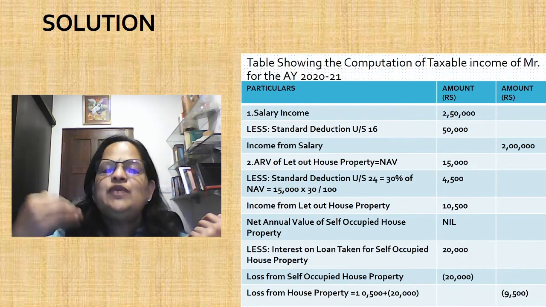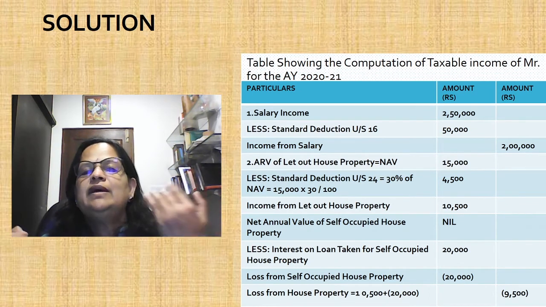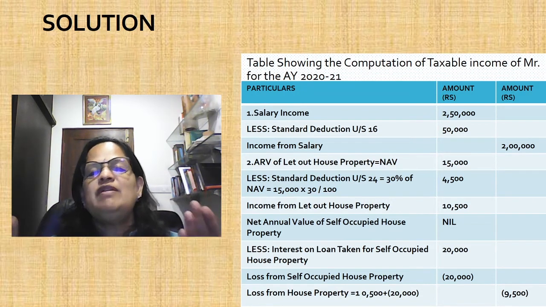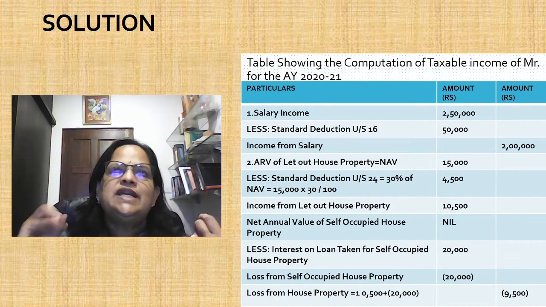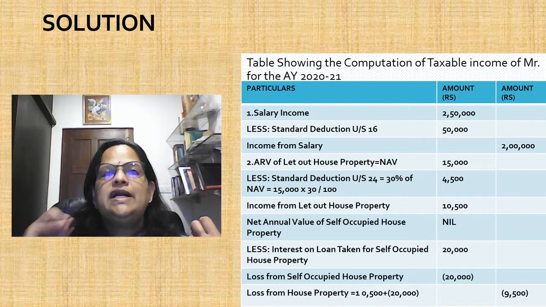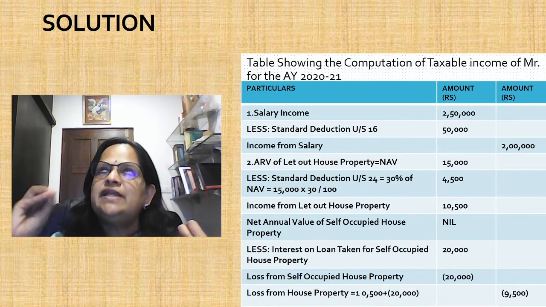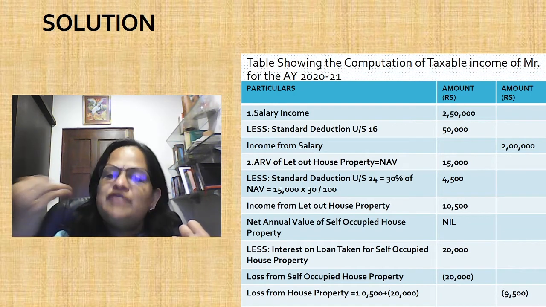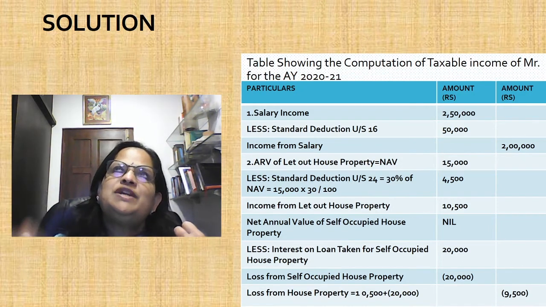Now, second, we are going to calculate the let out house property and self-occupied house property. So for let out house property, annual rental value is the same, as there is no municipal tax. So net annual value also is the same, 15,000. Now for let out house property, you have to allow 30% deduction under section 24. So that is 15,000 into 30 by 100, 4,500. So income from let out house property is 10,500. Now net annual value of self-occupied house property is nil. But they have taken a loan for self-occupied house property, 20,000. So loss from self-occupied house property will be 20,000.